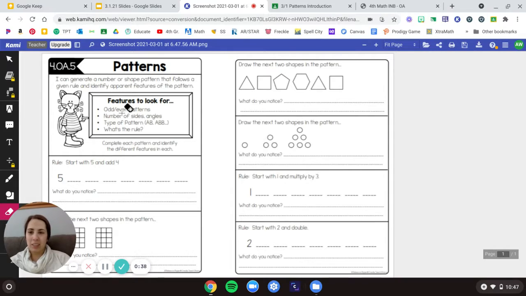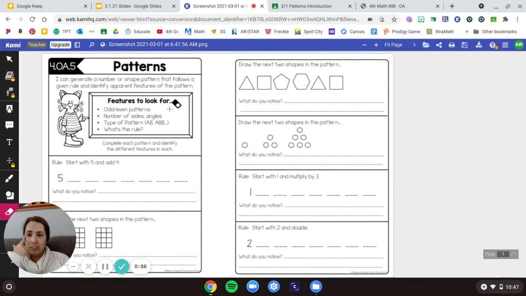So, patterns. You can generate or make a number or shape pattern that follows a given rule and identify different apparent features of the pattern, or things that it has. What do you notice in the pattern? A feature is something that it has. So what do you notice?